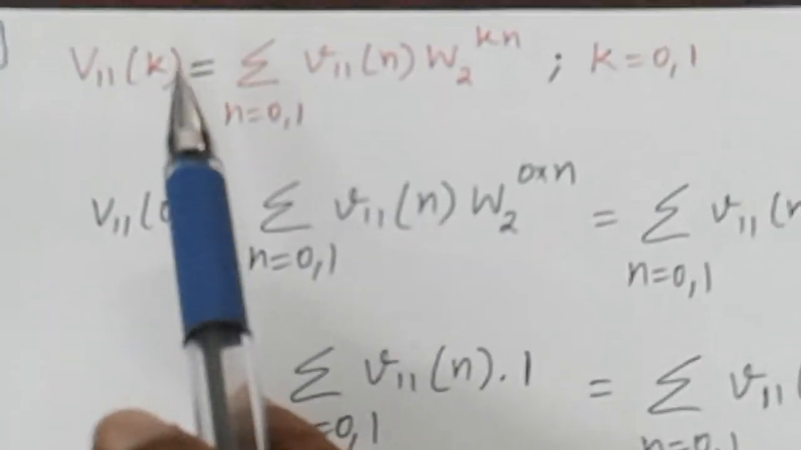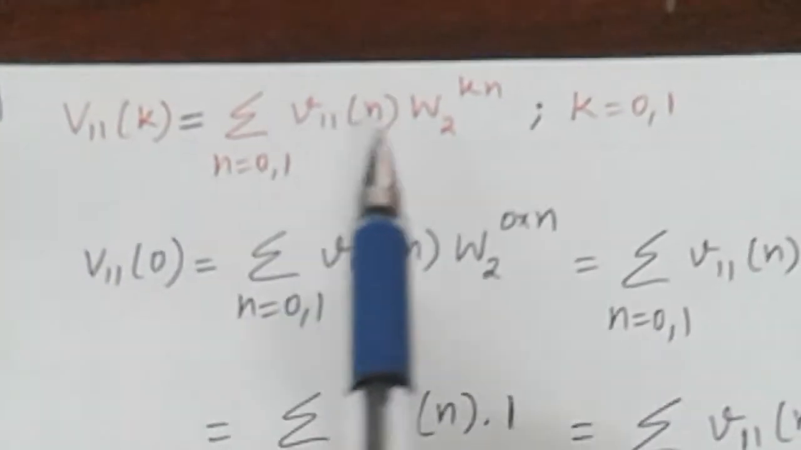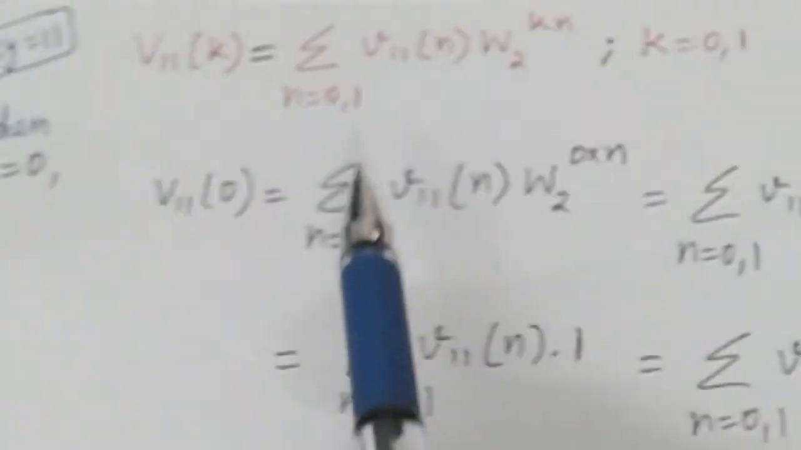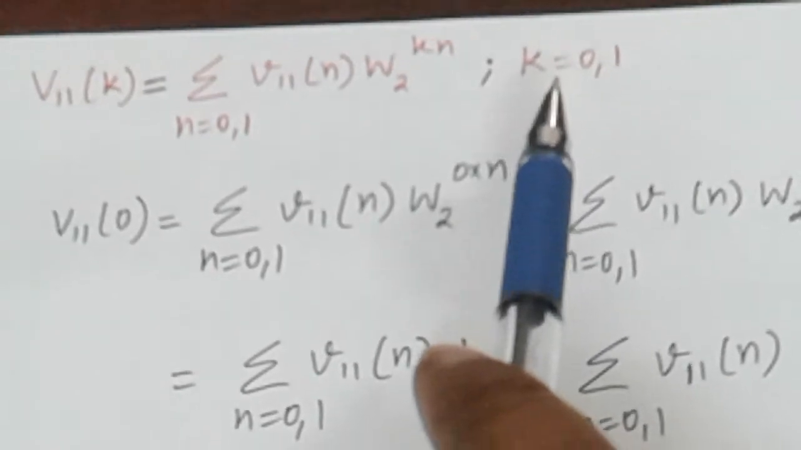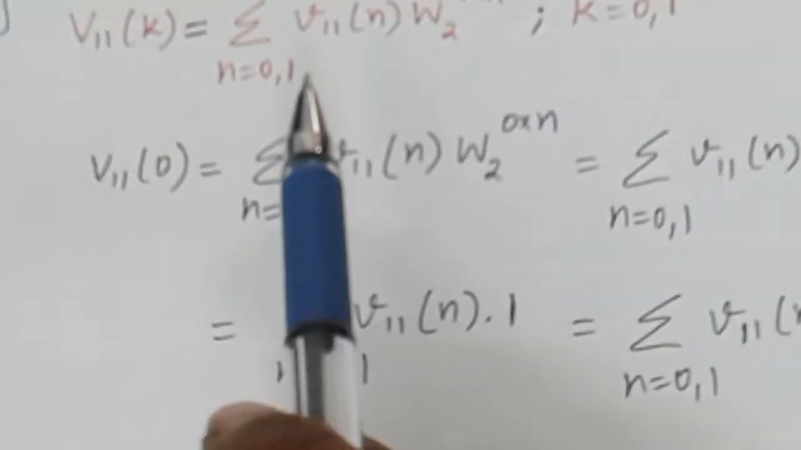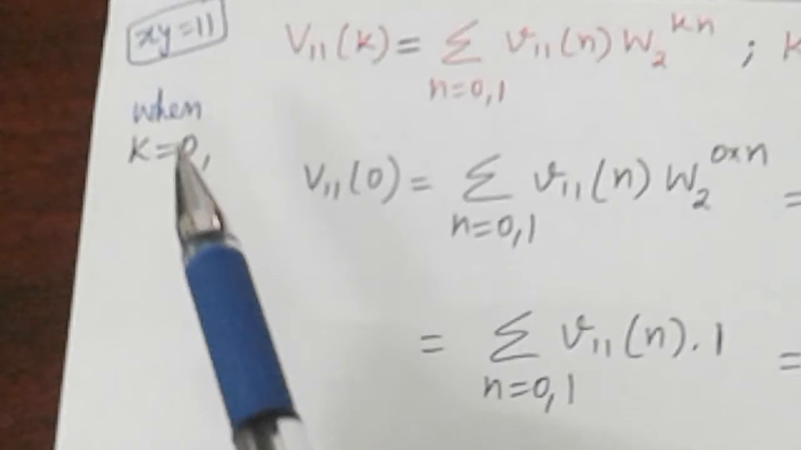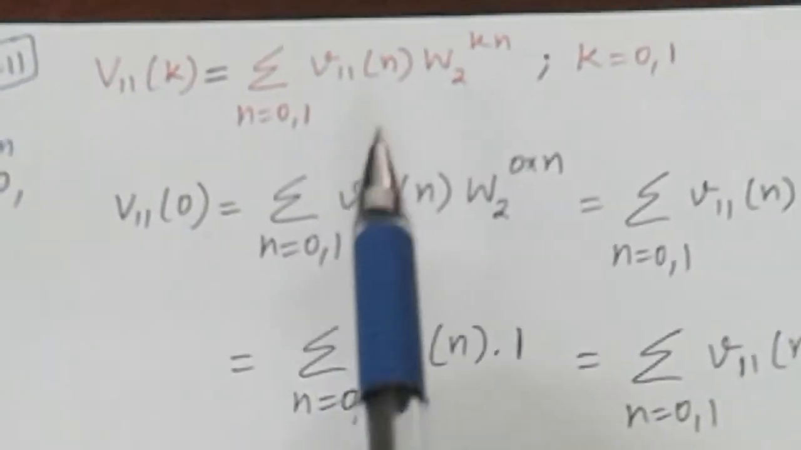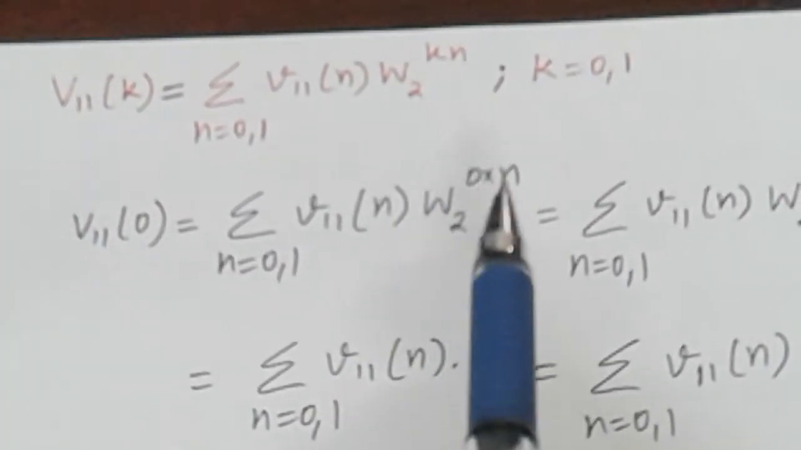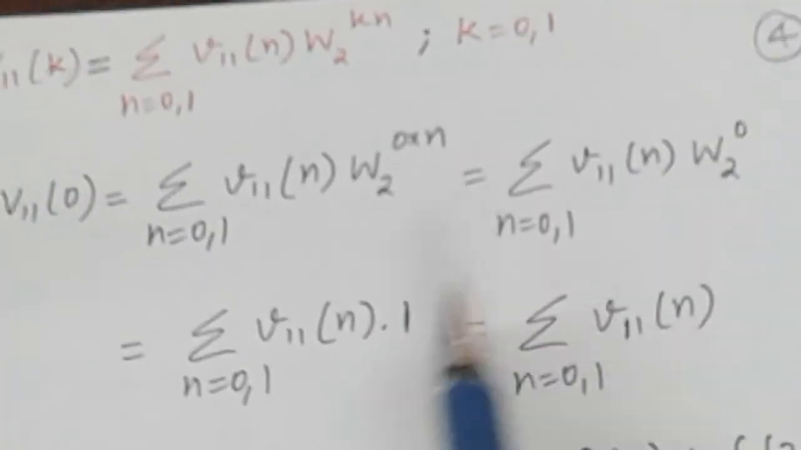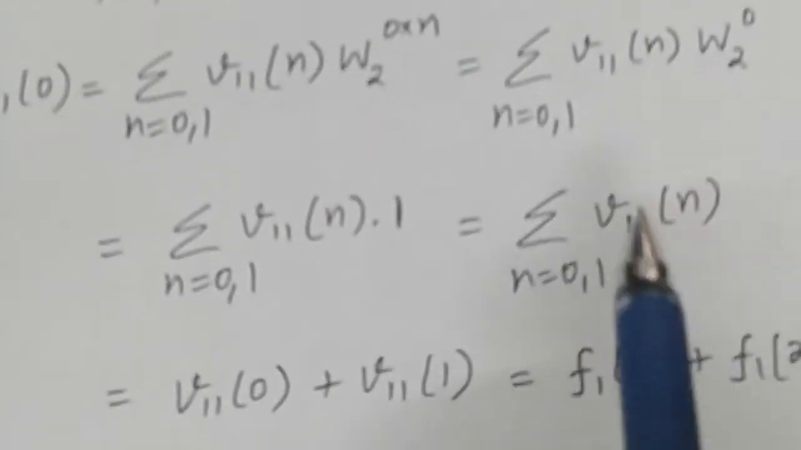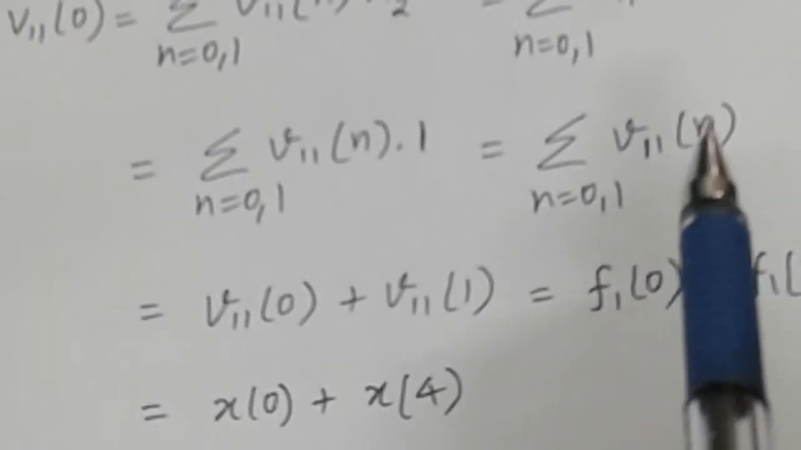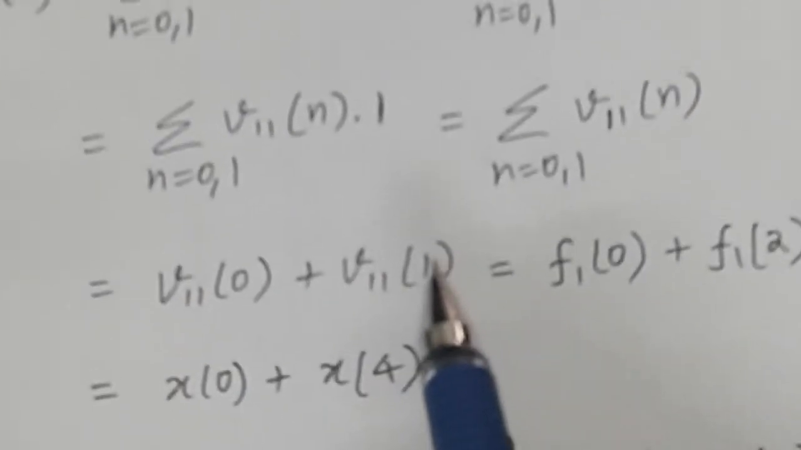Now first we will keep xy as 1 1, v11 of k. Now our k is equal to 0 and 1. Here we have two variables: k is equal to 0 to 1, and n is equal to 0 and 1. Better first we substitute k. When k is equal to 0, the exponent k times n becomes 0. W2 power 0 is 1, the phase factor. Now something into 1 is nothing but something. Now you substitute n. So this becomes v11 of 0 plus v11 of 1.